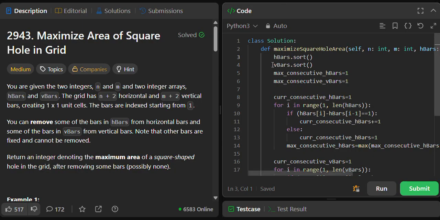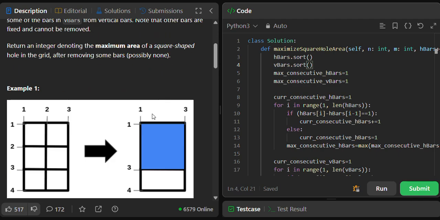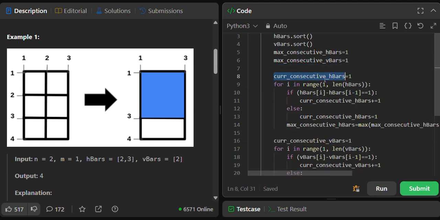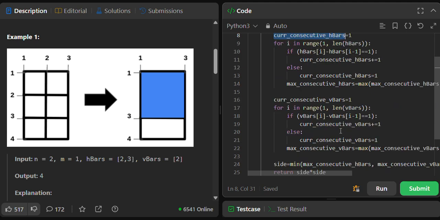As discussed in the solution approach, here first of all we are sorting the H bars and V bars arrays because we need the consecutive bars, right? Now first we initialize two variables for maximum consecutive H bars and maximum consecutive V bars. Now this is the current consecutive H bars, that is initially 1. Now we are traversing through H bars and V bars from 1 and trying to find the maximum possible consecutive H bars and V bars.